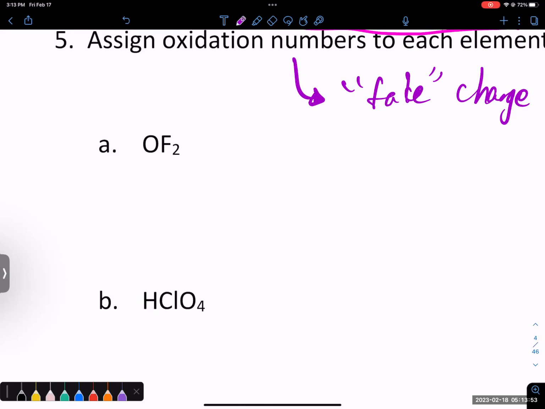Isn't fluorine always -1? Yeah, fluorine is -1, and then oxygen would have to be +2. This is actually one of your exceptions. If this oxygen has a +2 charge, you think this is a stable compound or not?